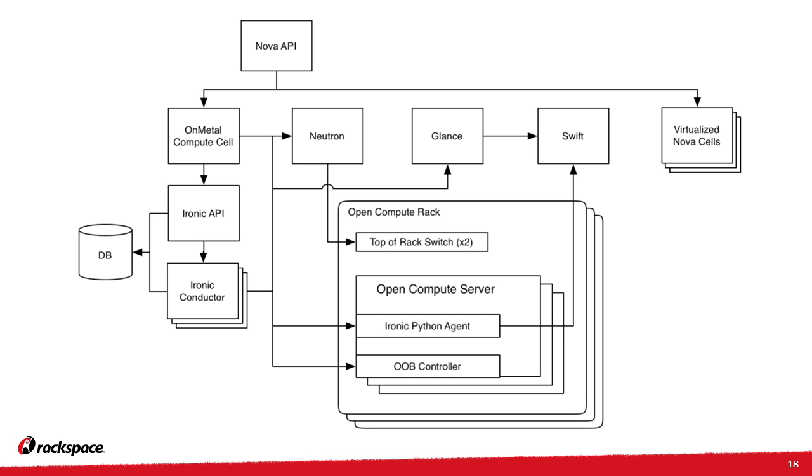You see the Nova API automatically delegates to the OnMetal compute cells, and then Ironic is what drives the actual bare metal provisioning and interfaces with our networking systems as well as with our Open Compute servers directly. And all of these communications happen in about 5 minutes. We're seeing servers being built anywhere between 3 and 6 minutes, averaging right at 5, which we're really proud of.